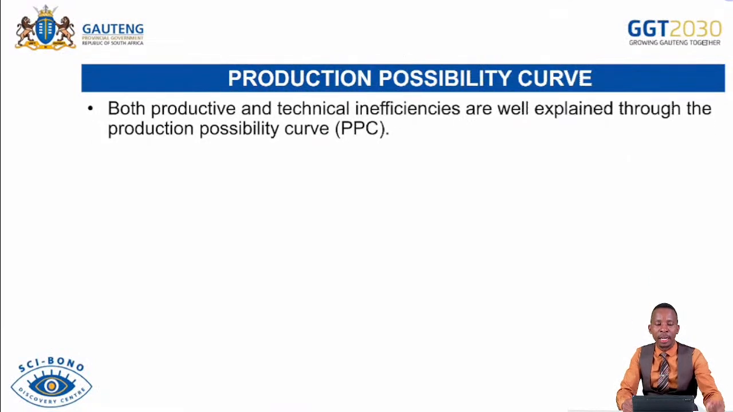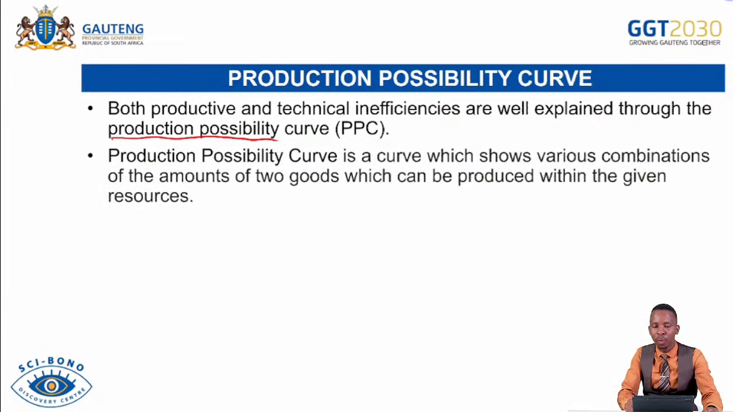And then these inefficiencies are explained through what? Through the PPC, the production possibility curve. So both productive and technical inefficiencies are well explained through the PPC, which is the production possibility curve. So it will be explained. The production possibility curve is the curve which shows various combinations of the amount of two goods which can be produced within the given resources. So in this case, the PPC simply measures the combination of two goods that can be produced with the given resources.